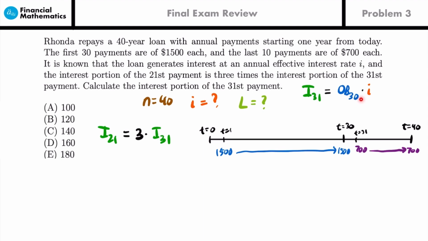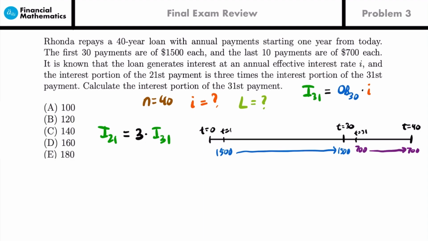But we don't know either of these values, right? We don't know the interest rate, we don't know the outstanding balance at time 30, so clearly some more work is going to be involved here. But something that we do know, something that's helpful, is this equation that we wrote down here. We do know that I-21 is equal to 3 times I-31, so let's see if we can rewrite this in a way that maybe would be helpful. Because ultimately what we're going to have to do here is solve for the interest rate in some way. This is the only way we're going to be able to calculate I-31 most likely. We will need to know the outstanding balance at time 30, but in order to calculate that, we're going to need to know the interest rate, and we still need to know the interest rate to calculate the interest.